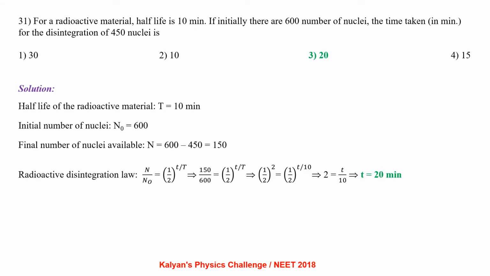For a radioactive material, half-life is 10 minutes. If initially there are 600 nuclei, then the time taken in minutes for the disintegration of 450 nuclei is. Half-life of the radioactive sample is 10 minutes. Initial number of nuclei is 600. Given that 450 nuclei have to disintegrate, so the number of nuclei remaining is 150. Applying radioactive disintegration law, N by N naught equal to 1 by 2 power t by T. Upon substituting the numerical values, we have t equal to 20 minutes.